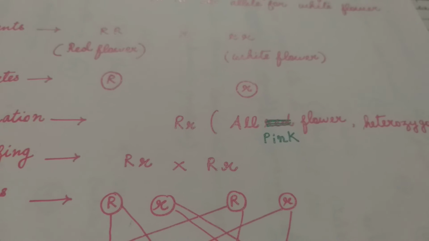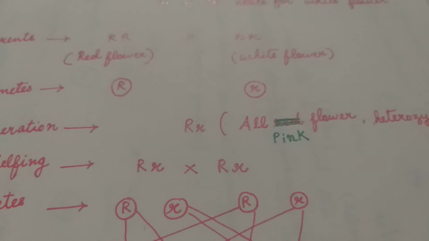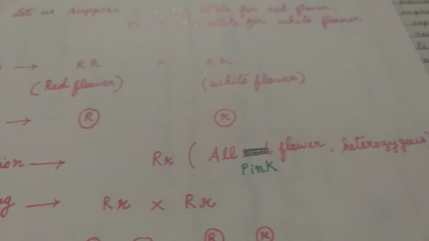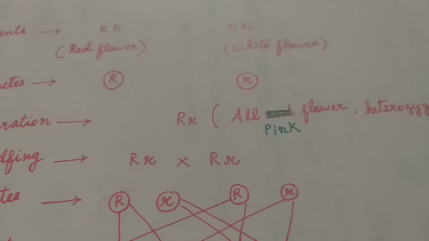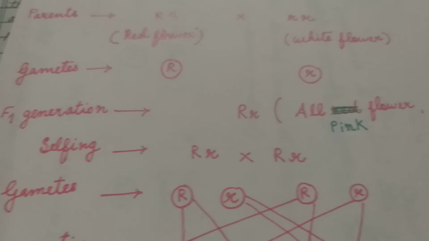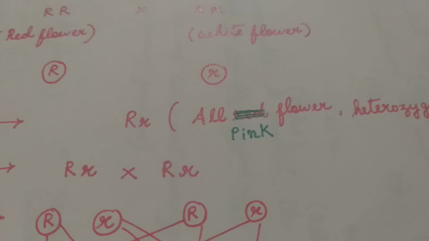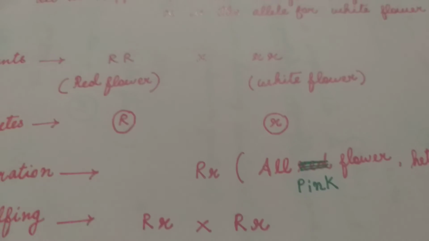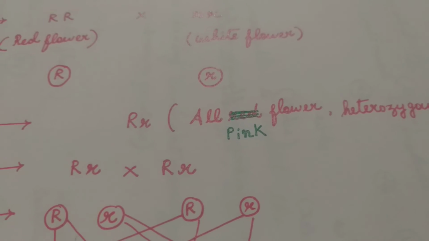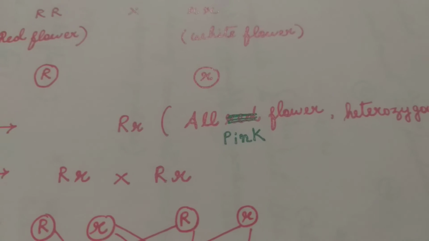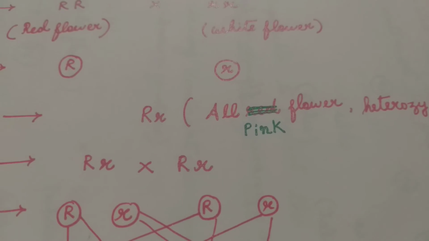So pink color of the flower is a new phenotype. It is not in the parents. The parents were red and white flower. But pink color is the intermediate between the red and white color. So F1 hybrid shows a completely new phenotype, which is intermediate between the parental phenotypes. So F1 generation is similar with neither of the parents. It resembles neither of the parents. It shows a completely new phenotype.